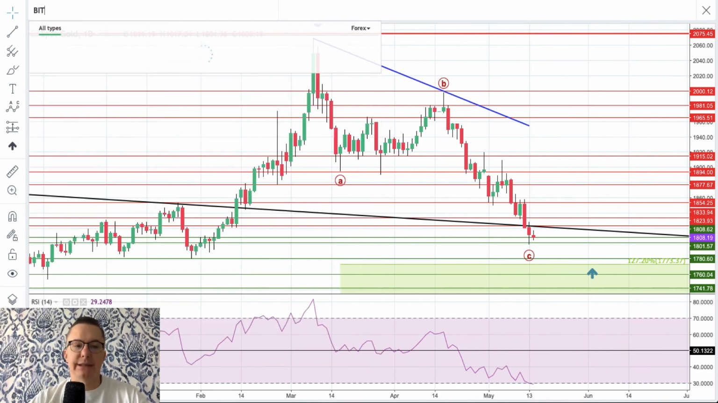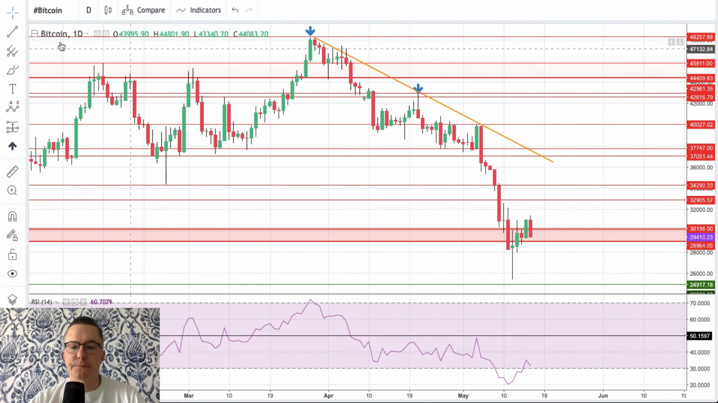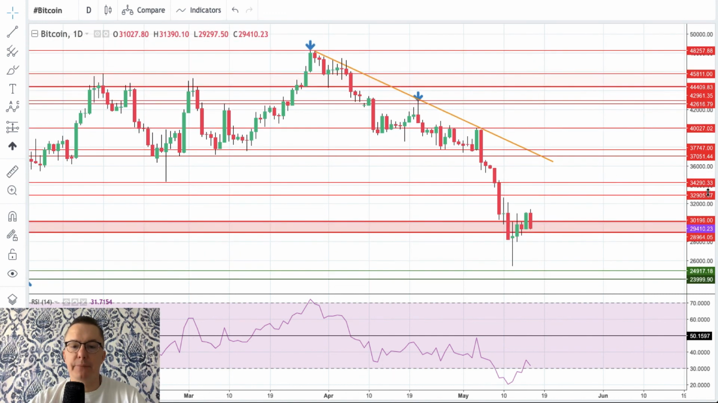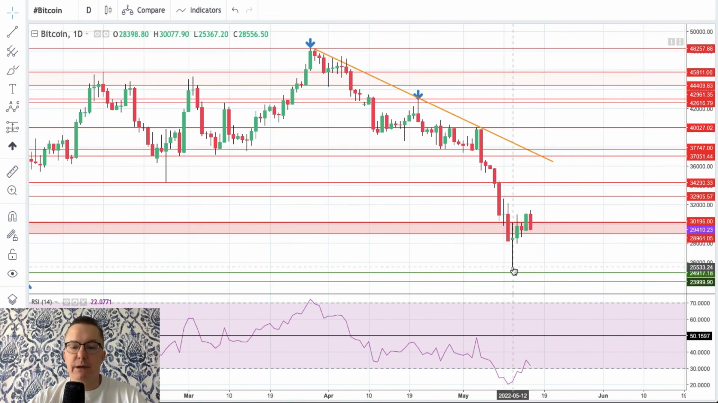And last but not least, let's take a look, of course, at Bitcoin. What is Bitcoin doing? After the very nice pin bar made below the level of 30,000 with the low of 25,367, we have, of course, a very shallow bounce towards the old demand zone. Now of course it turns out to be a supply zone.